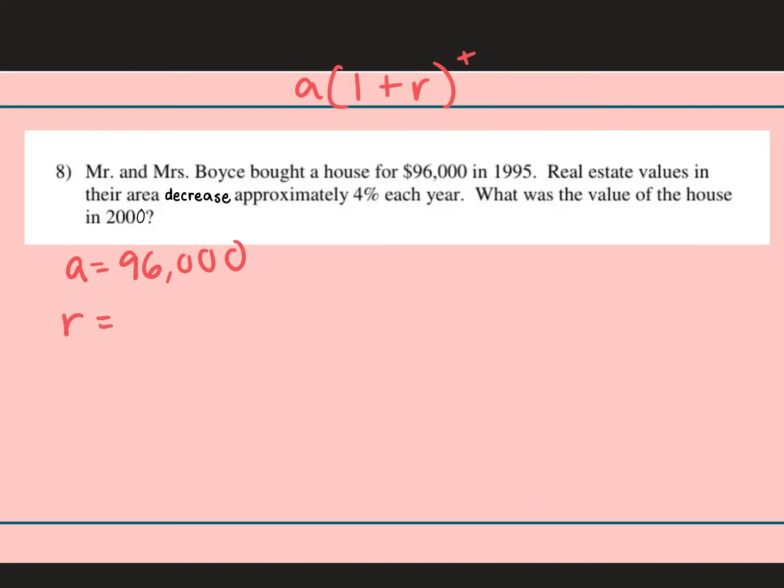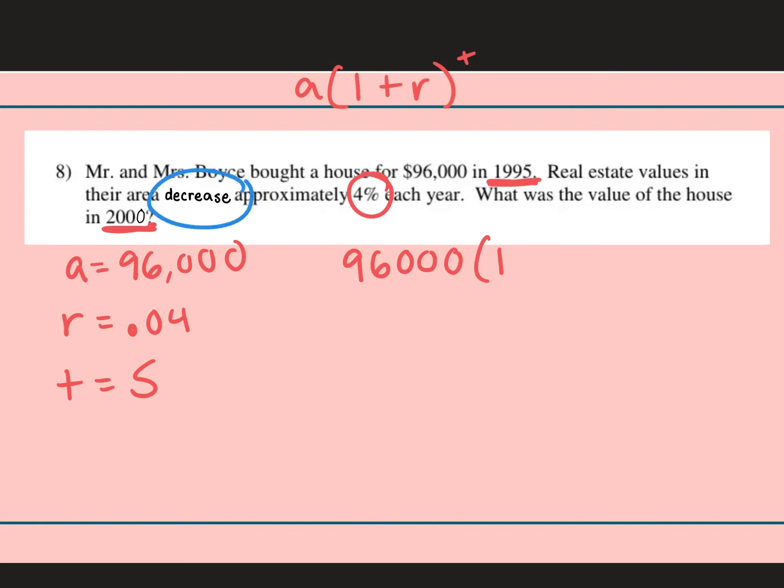What is the rate? 4%. 0.04, so it's 4%, but we need the decimal. And then what's time? Awesome, 5 years, because we go from 1995 to 2000, so that's 5 years. This time would you minus it because it's decreased? Perfect. So we plug it into the formula, so it's 96,000 times 1, it says decrease, so we do minus the rate, so minus 0.04 to the power of 5.